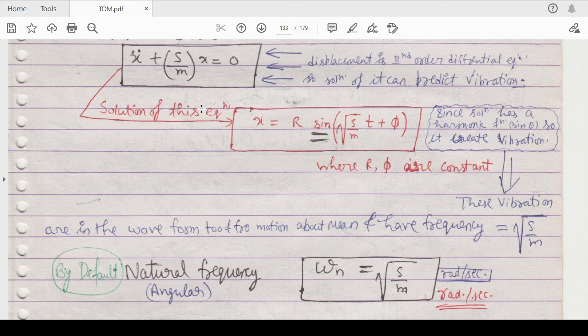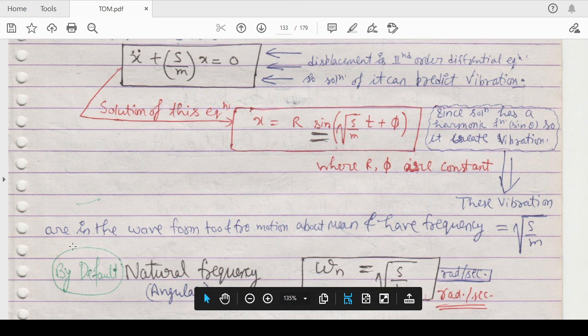If you get the solution of this equation, then you will definitely know the nature of the vibration, how it will move. The solution of this equation will be x is equal to r sine of under root s by m t plus phi. Since this solution has a harmonic function, which is sine, it will definitely produce a vibration.